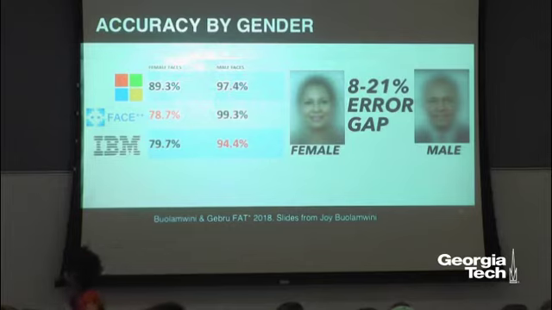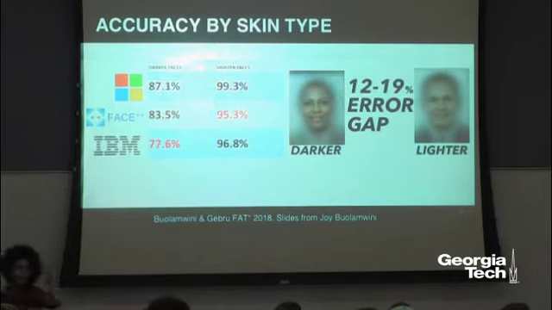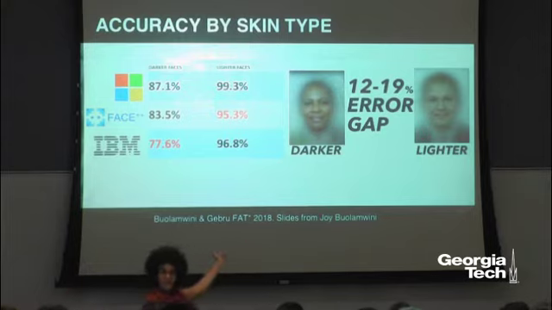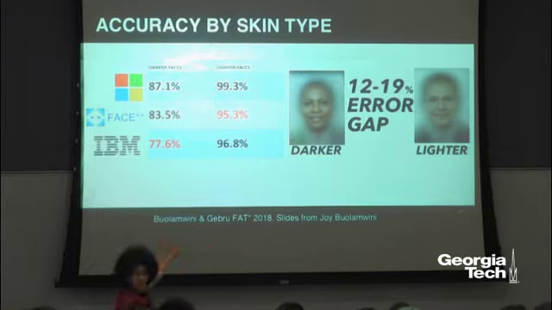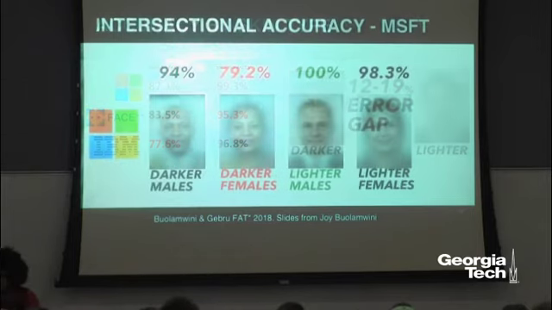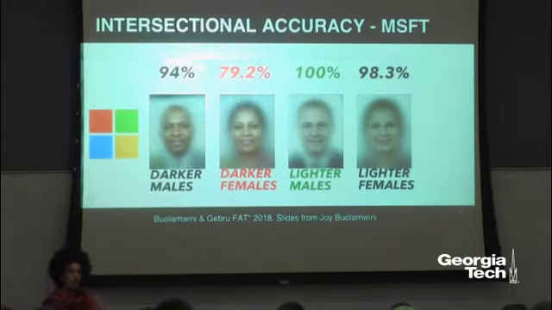And then we looked at it by race. I'm sorry, race, I should not say race, because it's not by race. I explained exactly why. It's by skin type. Please correct me if I say that again. Then by skin type, you start to see gaps again, right? Here, 87% on darker faces versus 99%, 77% versus 96%. Then we broke it down by gender and skin type.